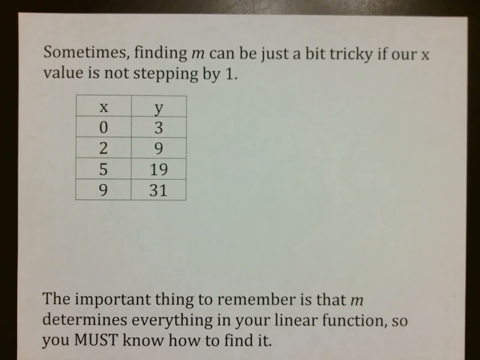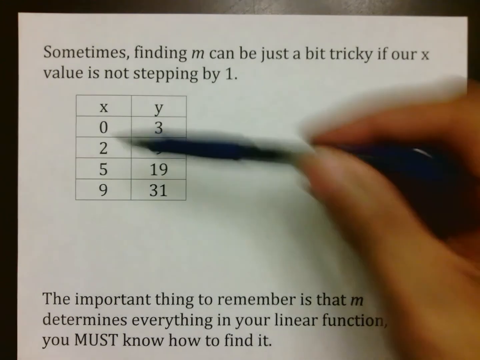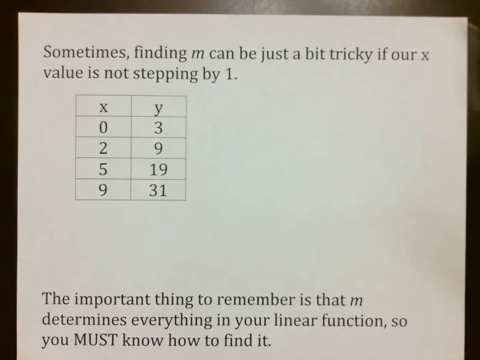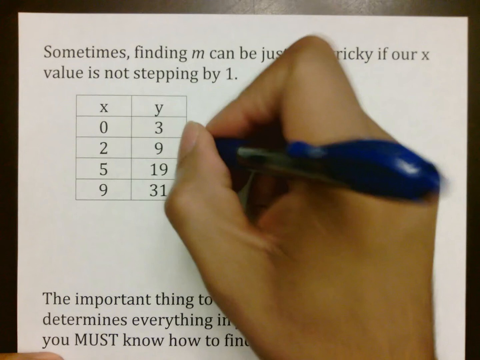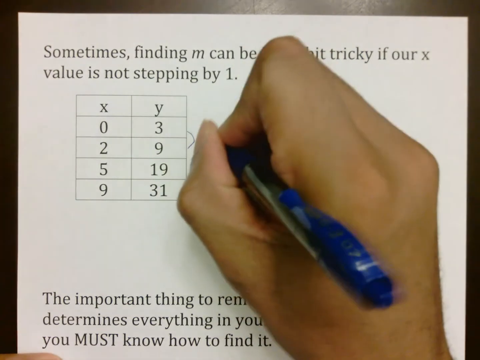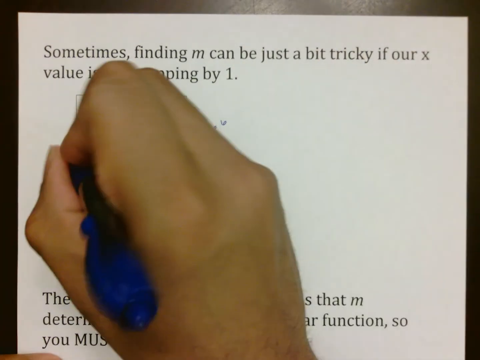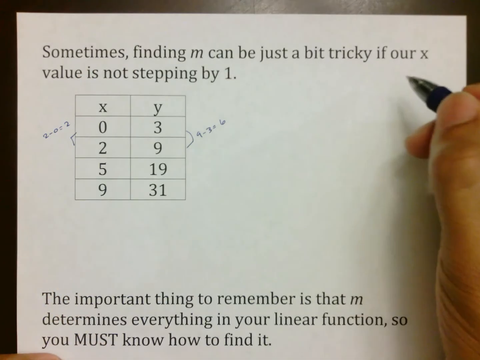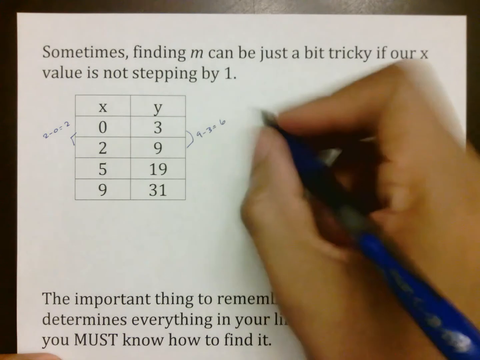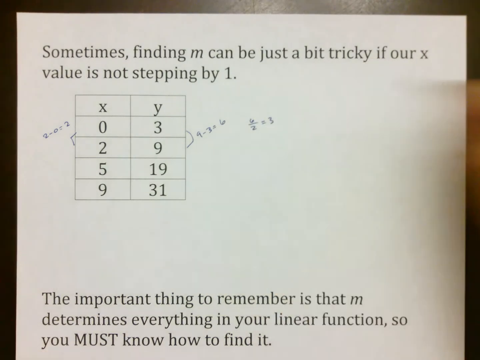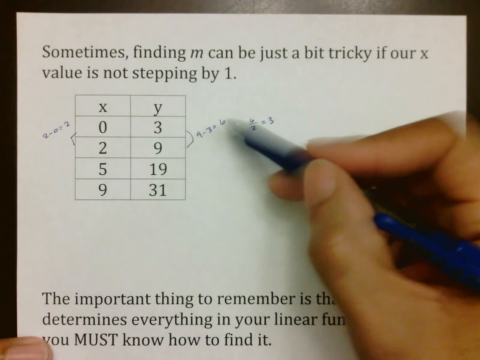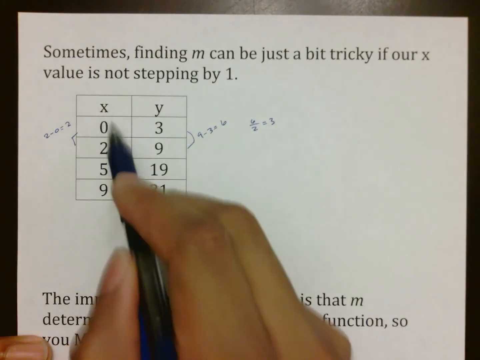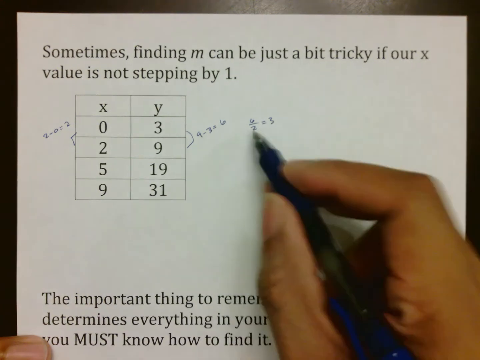Sometimes finding M can be a bit tricky if our X isn't stepping by 1. So notice here when we go to do our check, that's stepping by 2, by 3, and by 4. So that's not really going to help us, but it's not as bad as it would seem. You still do the same thing over here. So you do 9 minus 3, which is 6. It's just that you now also subtract this, which is 2 minus 0, or 2. And so what you do for your M in this case is you do 6 divided by 2, which is 3. Again, 6 overall steps, Y changes 6 steps in terms of X taking 2, so you turn that into a unit rate.